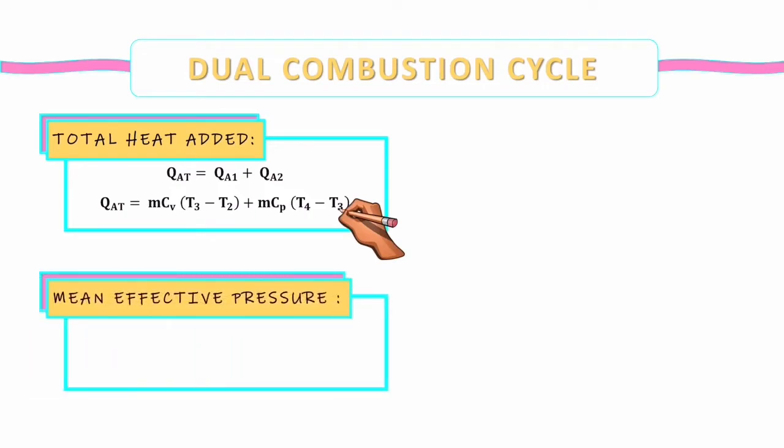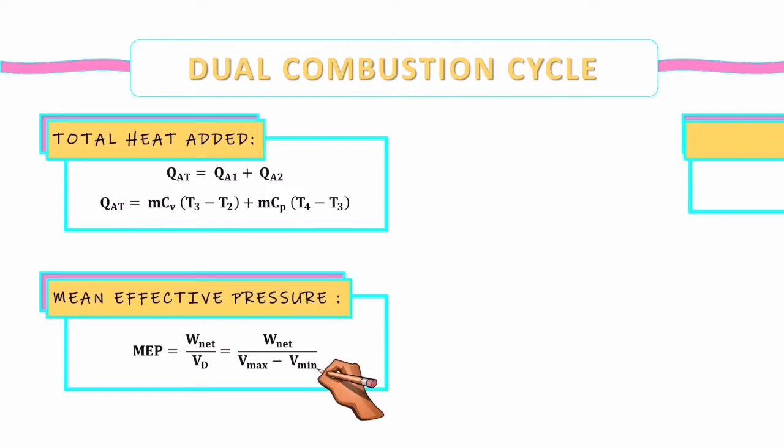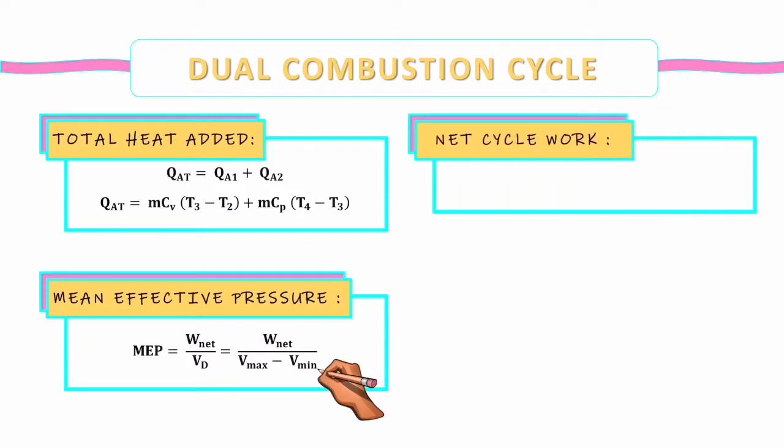Next is the mean effective pressure. MEP is equal to the net cycle work over the volume displacement, equal to W net over Vmax minus Vmin. Volume displacement is simply the difference between the maximum volume and the minimum volume. The net cycle work is equal to the total heat added minus the heat rejected, or W net is equal to QAT minus QR.